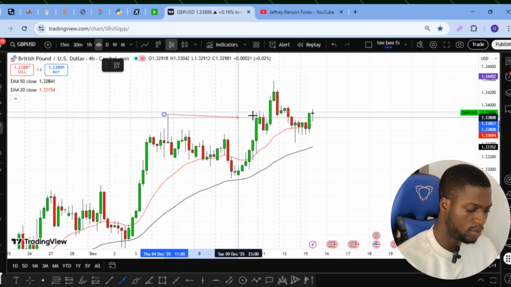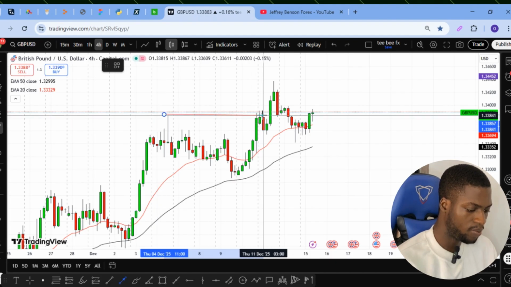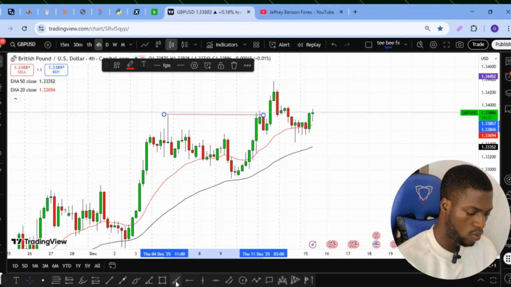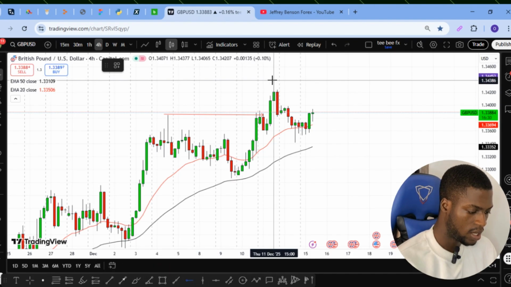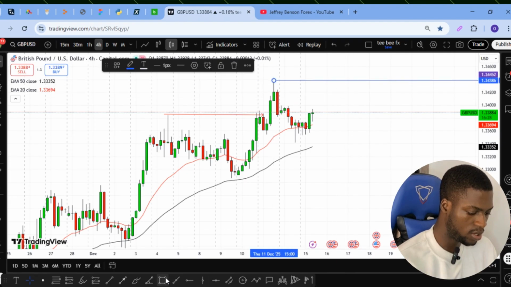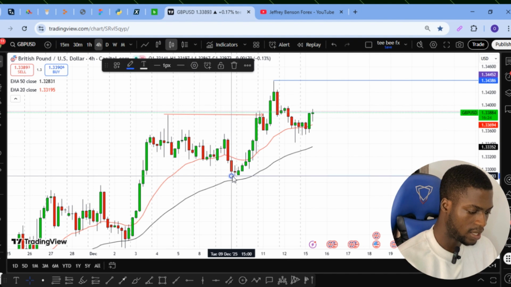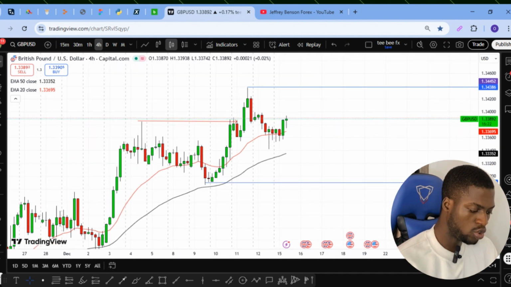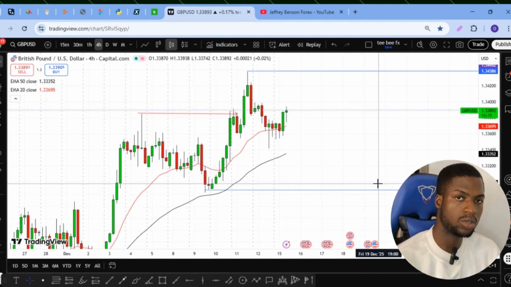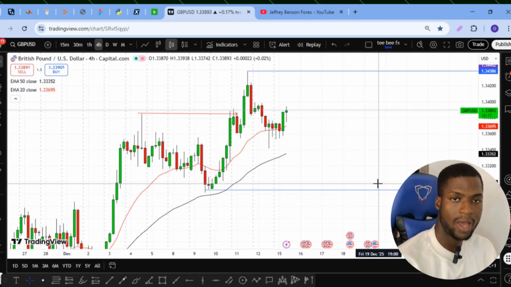Price is in an uptrend and we are breaking the previous high, but price has failed to break this previous high on Friday, and price is stuck within this range of this high and this low. So I'm going to be following the recent market structure because I'm a day trader. That is the main reason why I follow the most recent market structure on this 4-hour and the 1 hour.